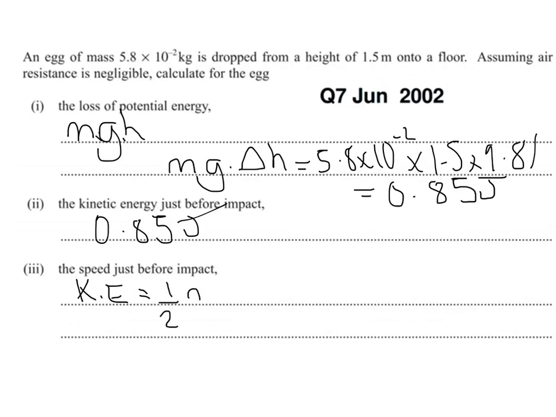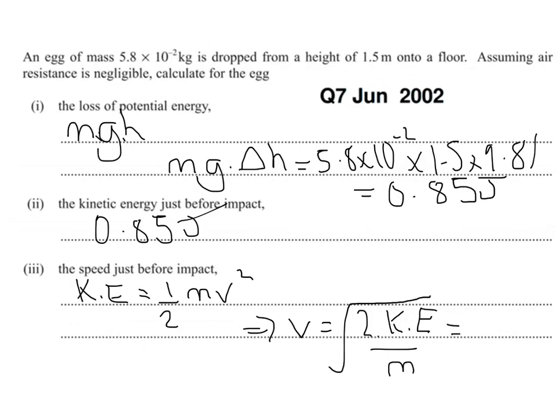Okay. So to go from kinetic energy to speed, so obviously kinetic energy is half mv squared. So that means that v equals 2 times the kinetic energy divided by mass, and then overall square rooted, and when you plug the numbers into that, you get 5.4 meters per second.